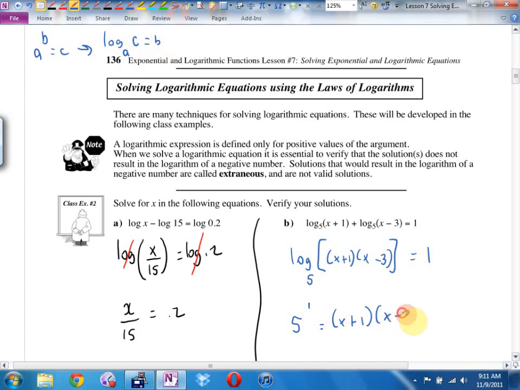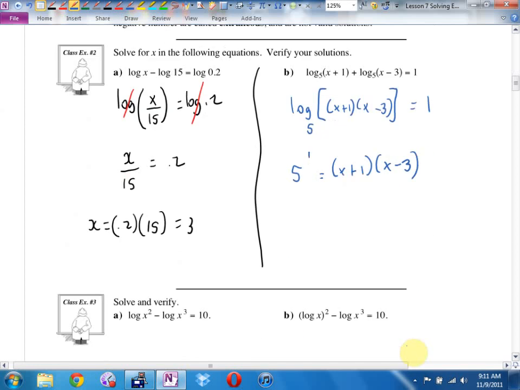Now, why is that so nice? What's happened to my logs now? Gone. In fact, what kind of an equation is this going to be? It's going to be a quadratic. You know how I know? Because when I multiply out the brackets, there's going to be an x squared. I can do that much in my head.